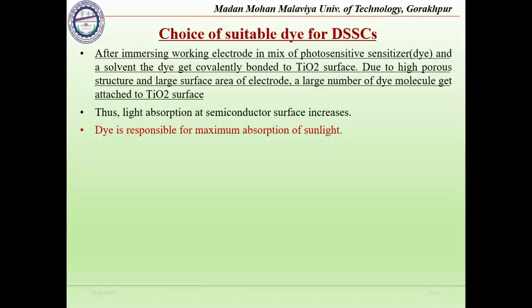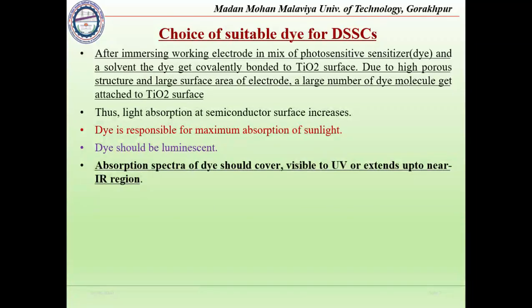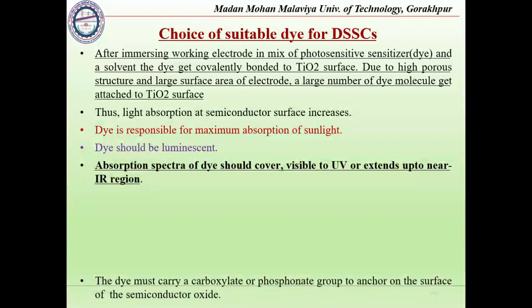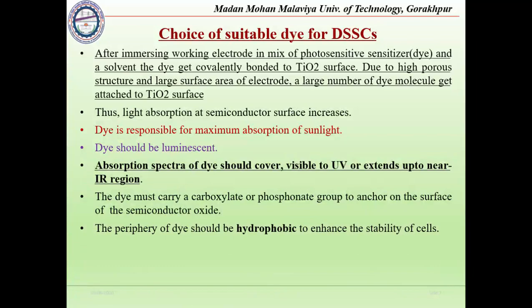The dye is responsible for maximum absorption of sunlight. Therefore, the primary requirement when we select the dye is that it should be luminescent in nature, and the absorption spectra of the dye should cover the ultraviolet, infrared and visible regions of the electromagnetic spectrum. The dye must carry a carboxylate or phosphonate group for anchoring on the surface of the semiconductor oxide. And the periphery of the dye should be hydrophobic to enhance the stability of the cell.